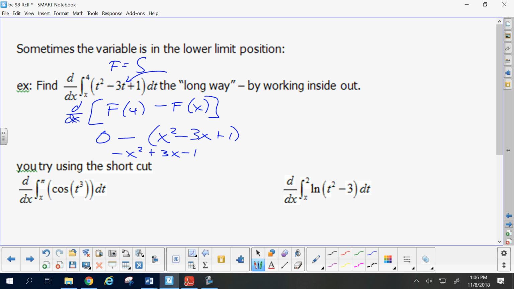Now, could we just as easily have done that by switching the limits and negating? That probably would have been easier. All right, but you get the idea. So what would this be just without all the work? Negative cosine of x cubed. Cool? And this would be negative natural log of x squared minus 3.